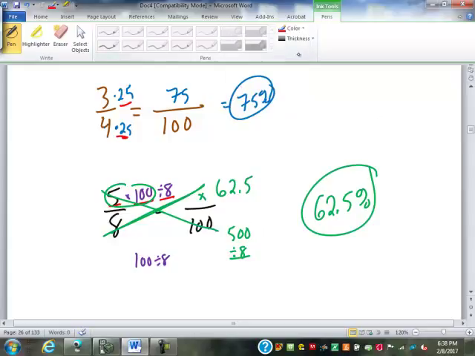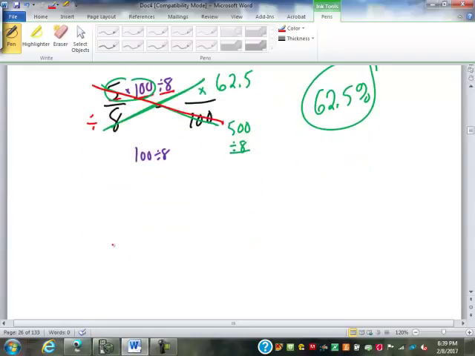This process, which we talked about briefly last week, is called cross multiply. Multiply the two numbers that are diagonal, and divide by the third number. We're going to do more examples. Don't worry. We'll get you there.